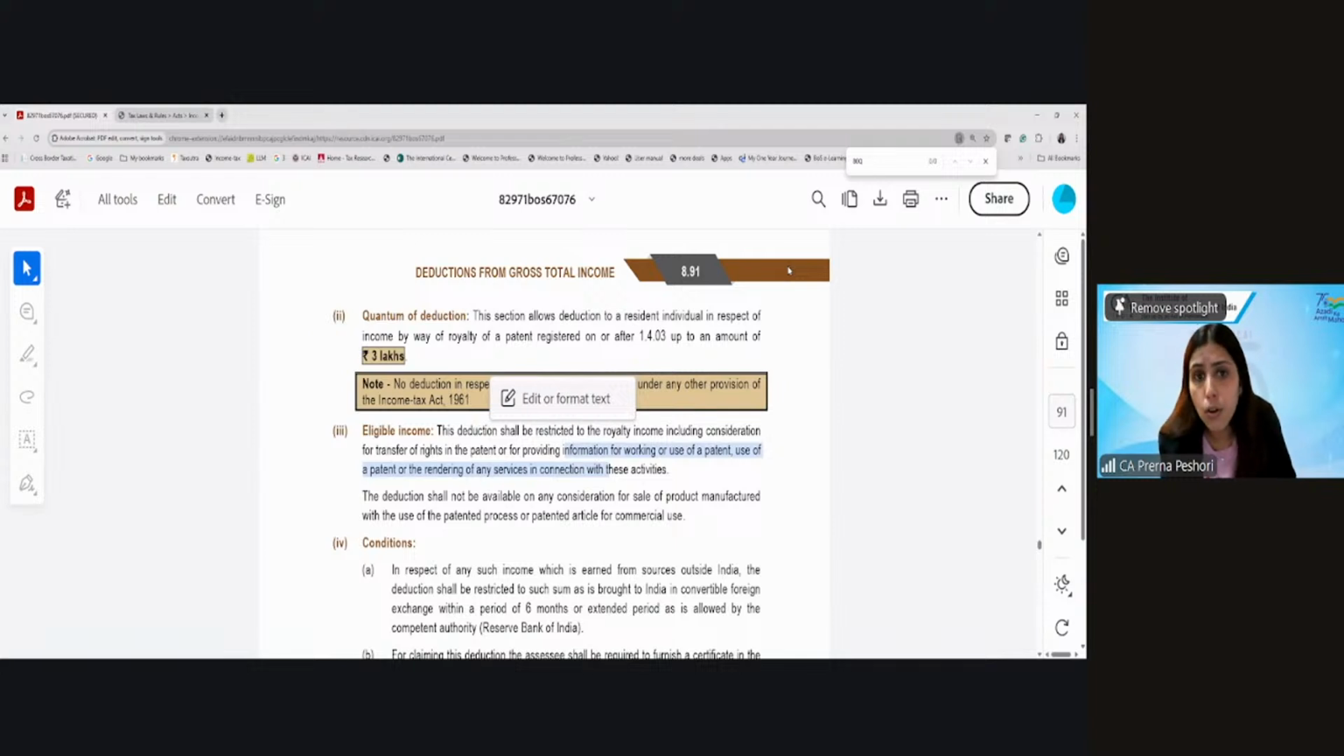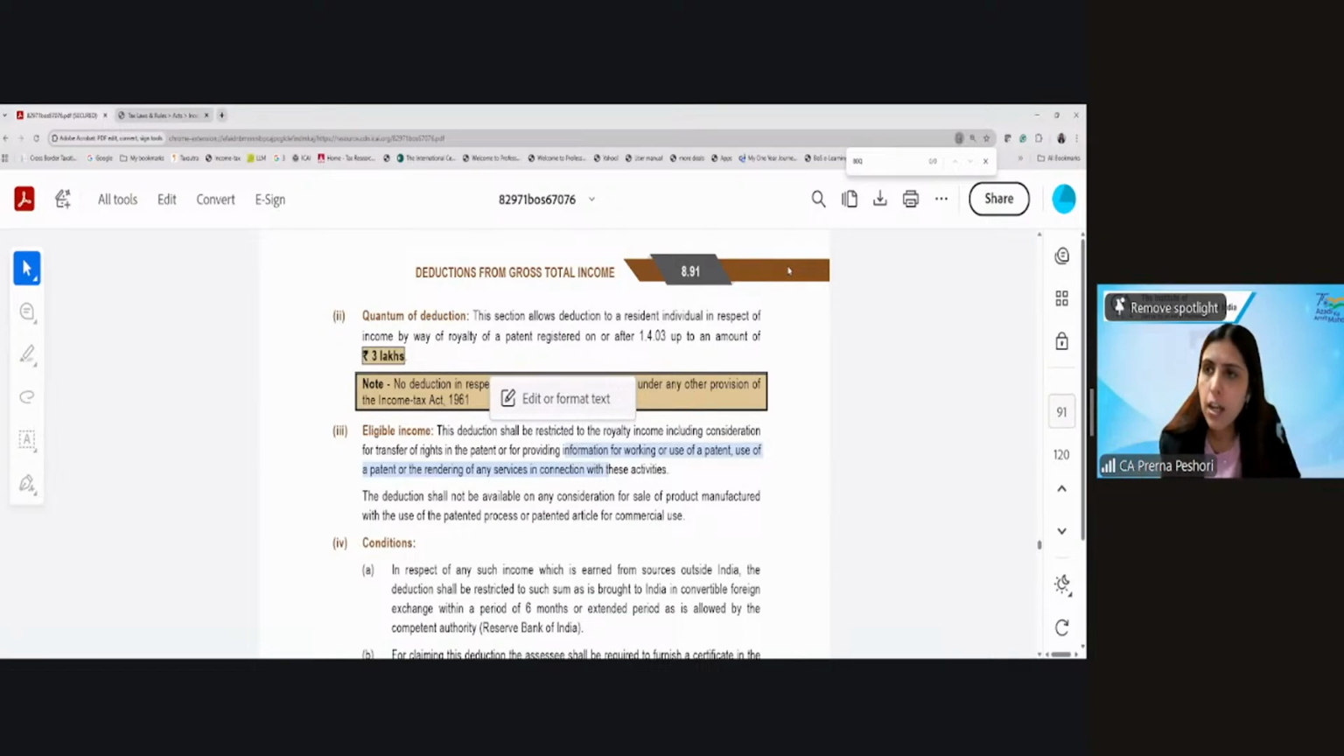So this is not going to be available on the sale of products using those patents. Obviously, this is only available for the royalty, not for the sale of goods using those patents. Again, if you earn the royalty in foreign exchange, you have to realize it within 6 months. So this is how 80-QRB is given.